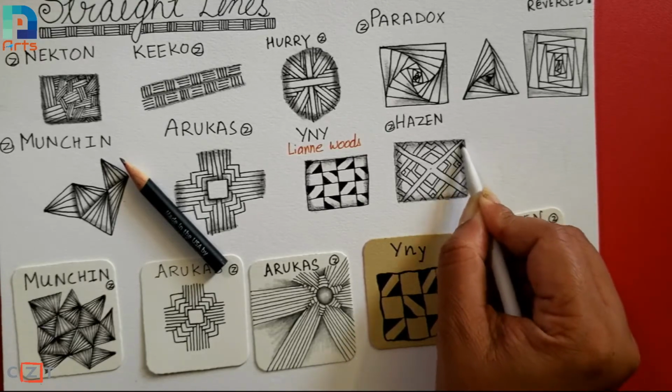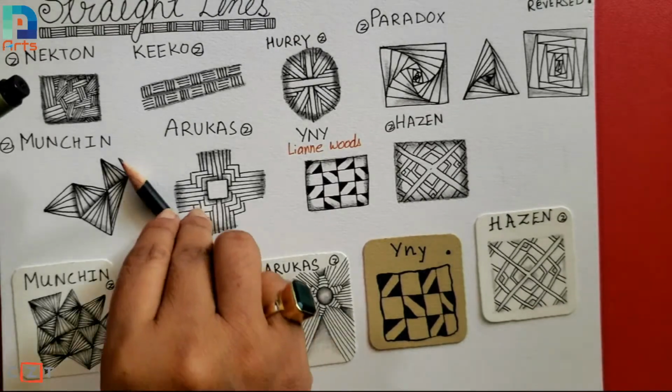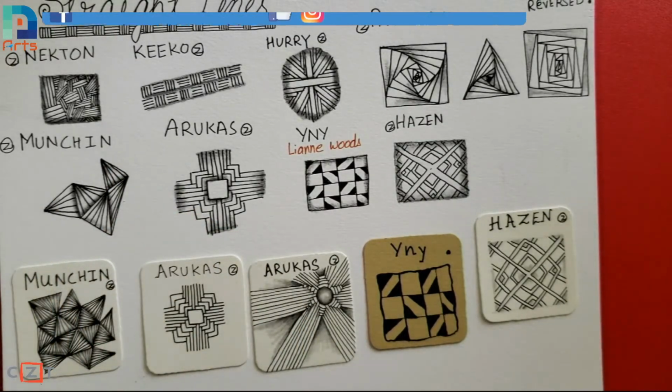You can put it into the high focus tangle, you can put it into the filler tangle, you can put it into the straight line tangle. It's based on your choice.